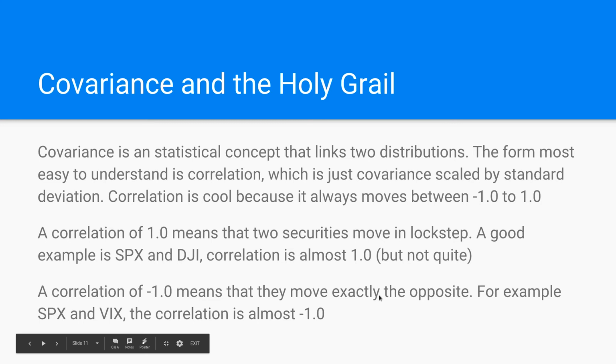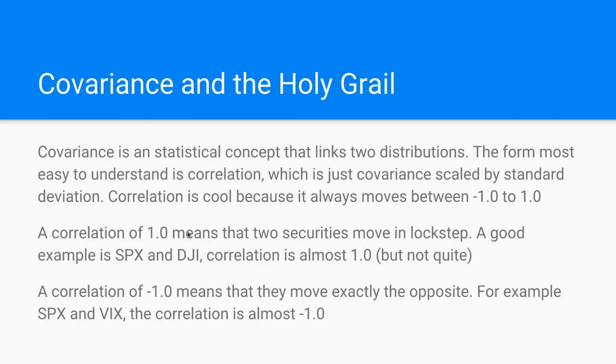The correlation is just a scale of the covariance. Covariance in general is a statistical concept that links two different distributions. If you have two distributions of prices or log returns or whatever, it links them, how linked they are. In correlation form it is very simple to understand, because covariance is expressed as a value that moves between minus 1.0 and 1.0. Correlation moves between the two extremes, and understanding it is very simple.